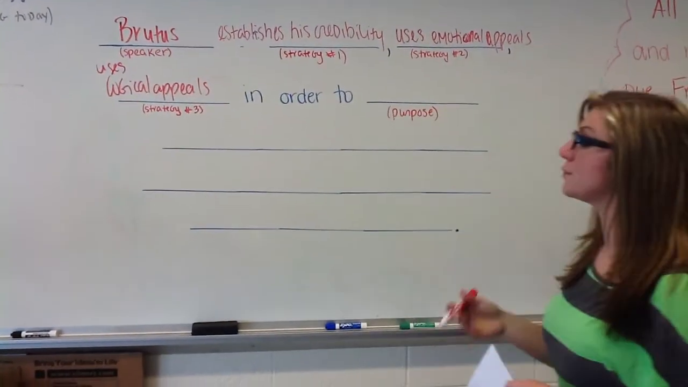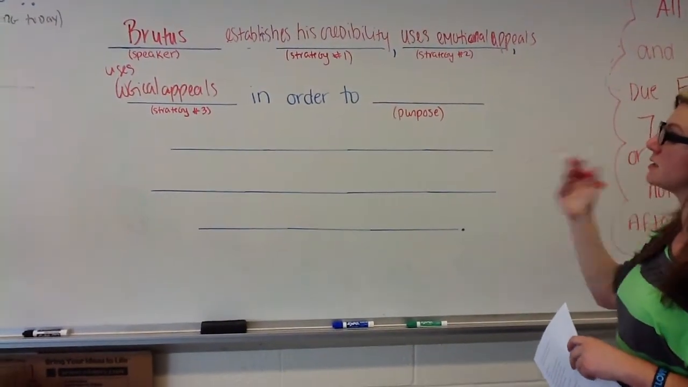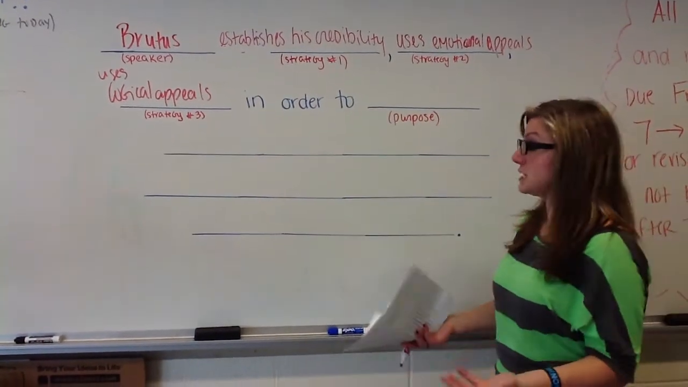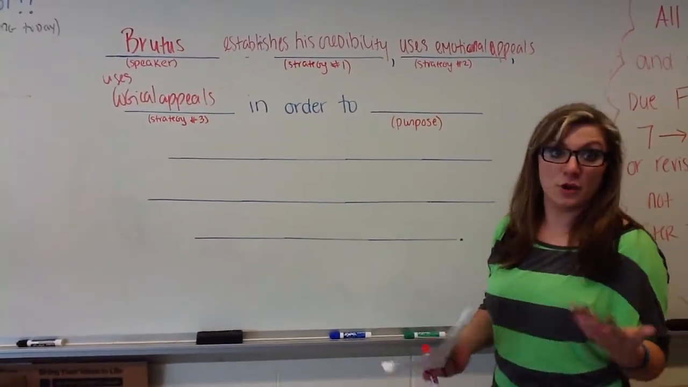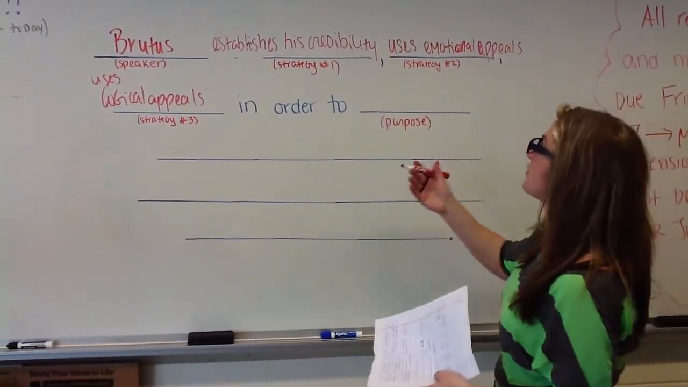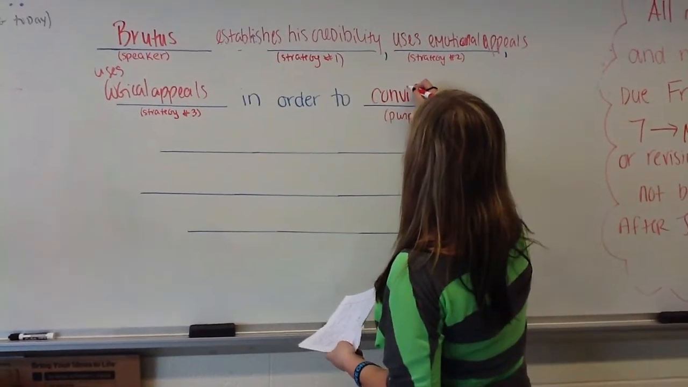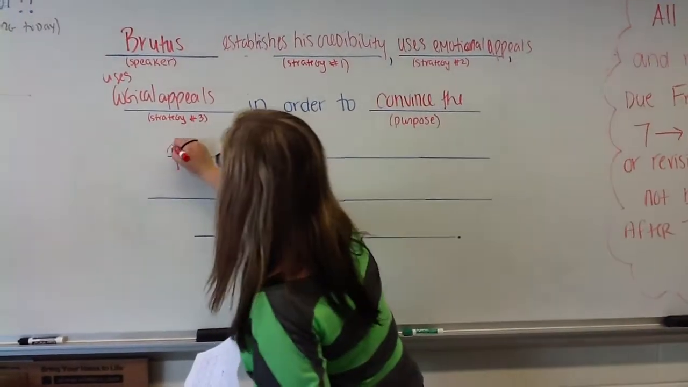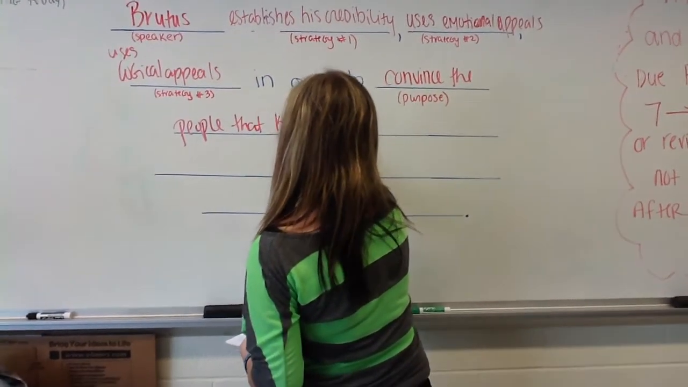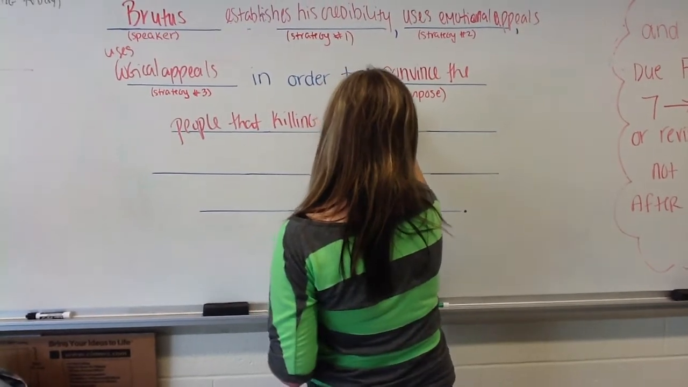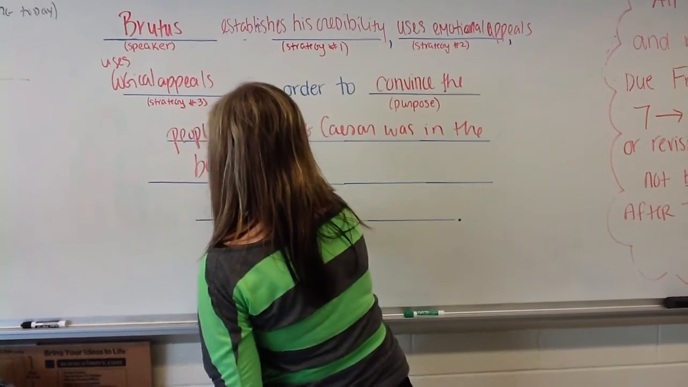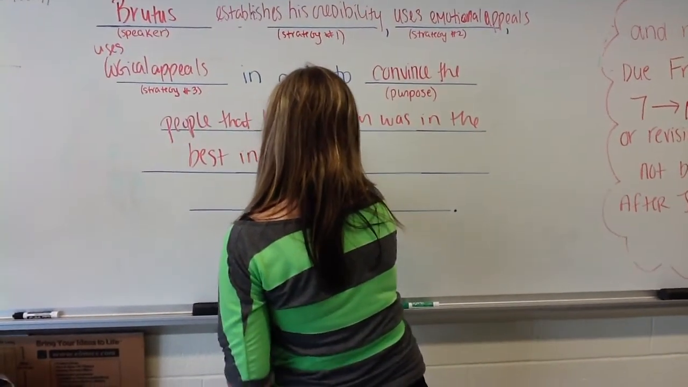In order to, so what is his purpose in using these strategies? Well, he's trying to convince the Roman people that what the conspirators did, including himself, was really for the best interest of the Roman people. So killing Caesar was what was best for them. So, to convince the people that killing Caesar was in the best interest of Rome.